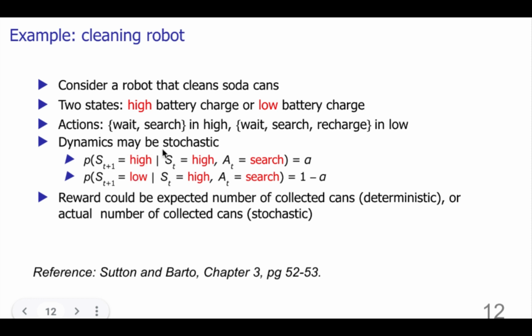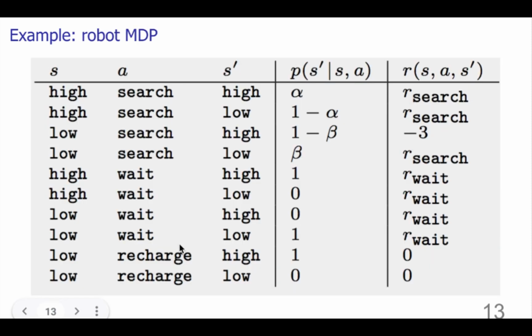So for the dynamics, the transition model, let's assume it's a stochastic model, and let's say the probability of high given current state high and current action search is alpha. Then the probability of low given current high state and current action search can be considered as 1 minus alpha. In this case, the reward could be the expected number of collected cans in a deterministic scenario, or the actual number of collected cans in a stochastic scenario. So let's see a table for the robot MDP. Let me start from the bottom one, for instance.